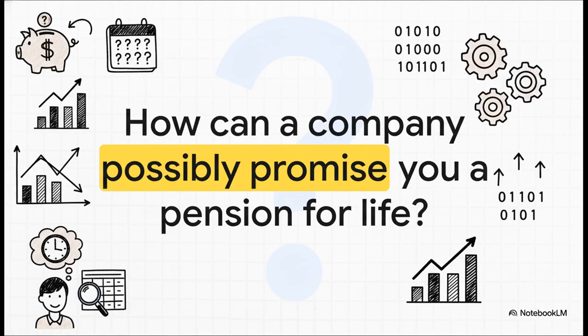So, let's just jump right in with a huge question, one that sounds almost impossible, right? How can a company actually promise you a pension for life? I mean, think about it. That's a promise, a guarantee of money that could last for decades. How on earth do they figure out how much that's going to cost?